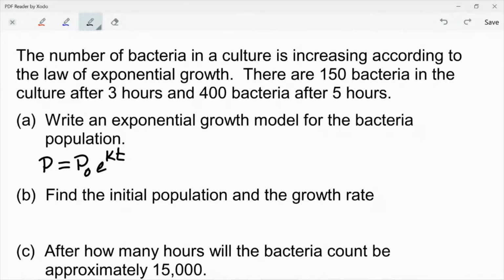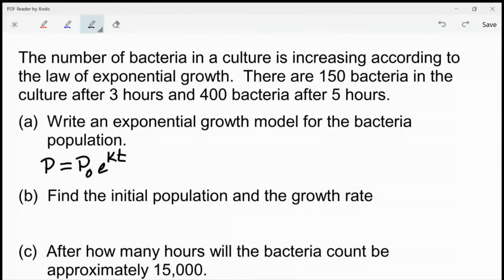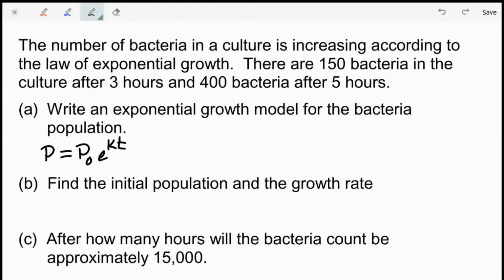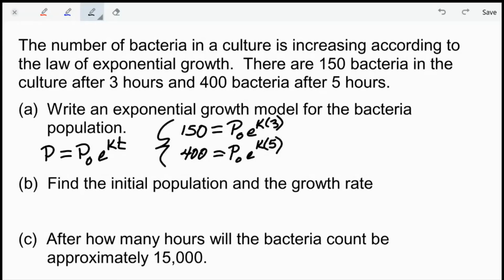Now, you guys did a lot of problems like this in Algebra 2. Now that we've sort of skipped all of the calculus steps, this just turns into an Algebra 2 problem. So I'm going to plug in what I know here. I know I have a population of 150 in the culture after 3 hours. So that would be equal to my initial population times e to the k times 3 power. And I also know that I have 400 bacteria after 5 hours. So that'd be p naught e to the k times 5 power. So what I've got here really is a system of equations. And now I just have to do some algebra and solve this out.